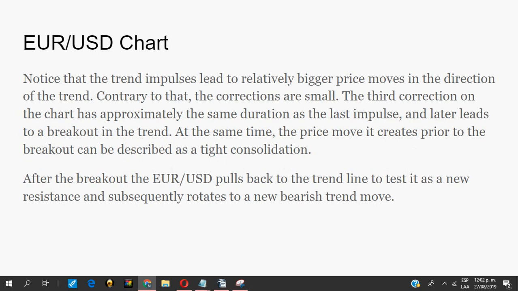The green arrows indicate the price impulse and the red arrows indicate the correction of the trend. Notice that the trend impulse leads to relatively bigger price moves in the direction of the trend. Contrary to that, the corrections are small.